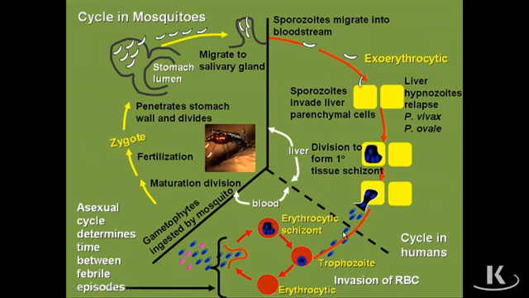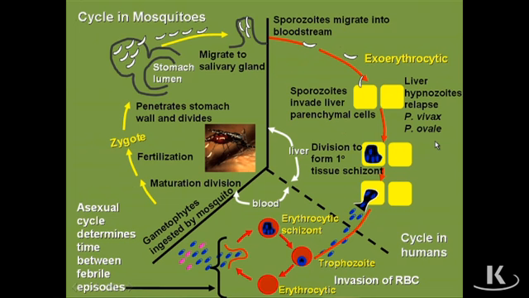So now the schizont ruptures, gets into the red cell, forms an erythrocytic schizont, and then those red cells will eventually rupture. The febrile periods in malaria, say every 48 hours or every 72 hours, follow the cycle of red cell lysis. So every time you go through one of these cycles and release new crops of merozoites, that determines those febrile episodes. All right.